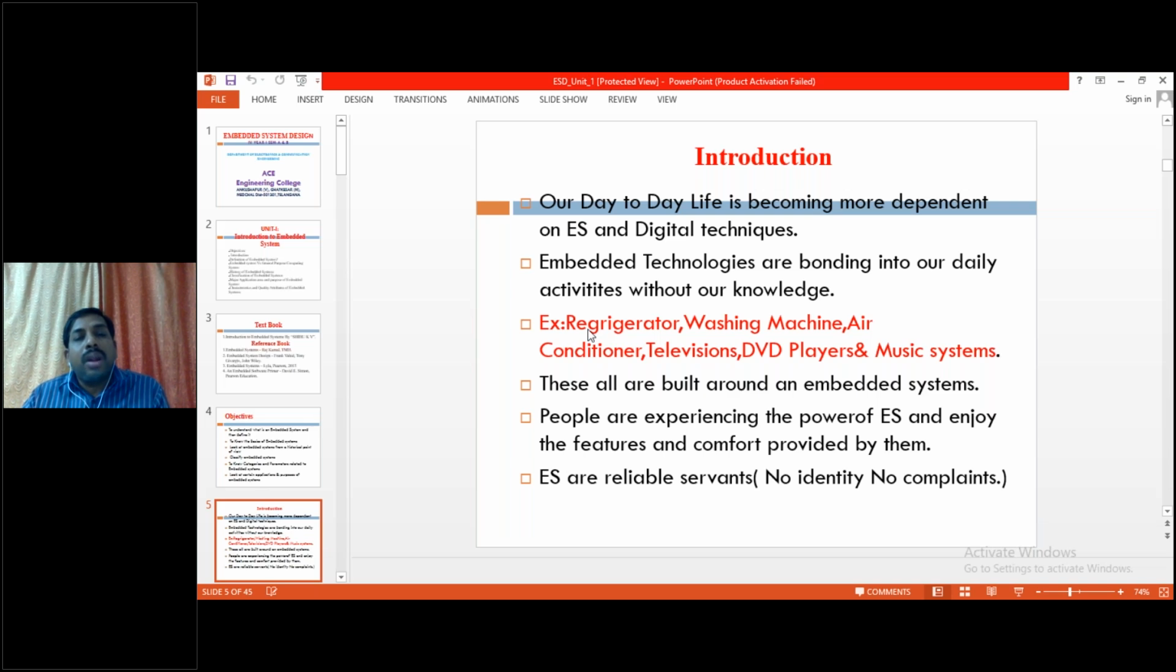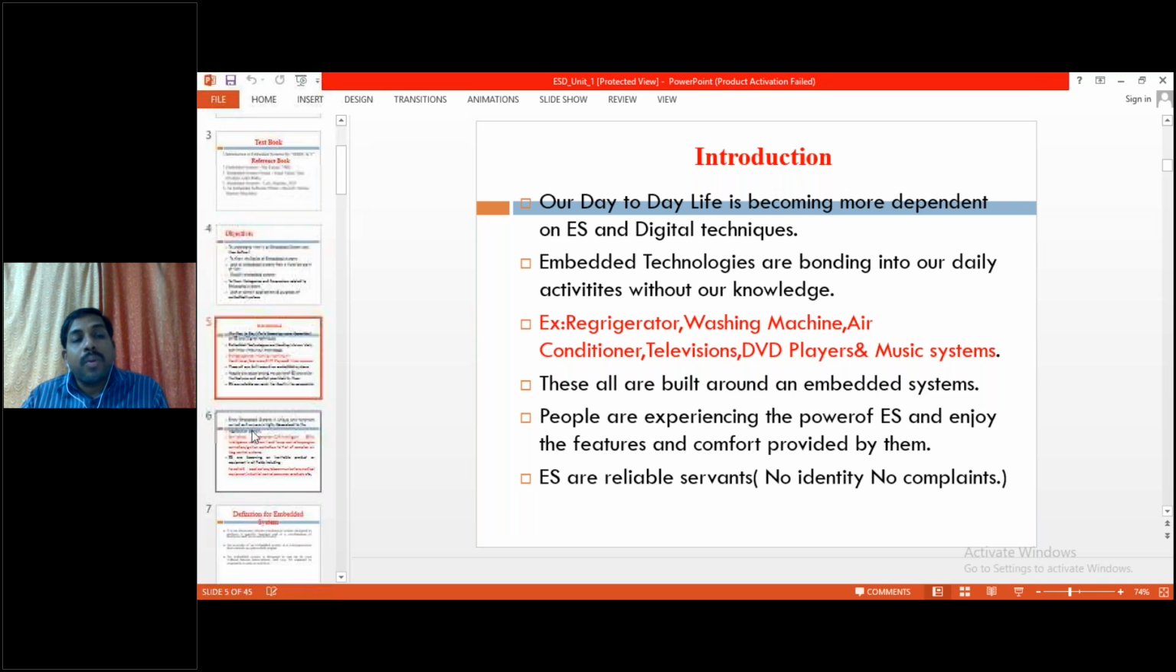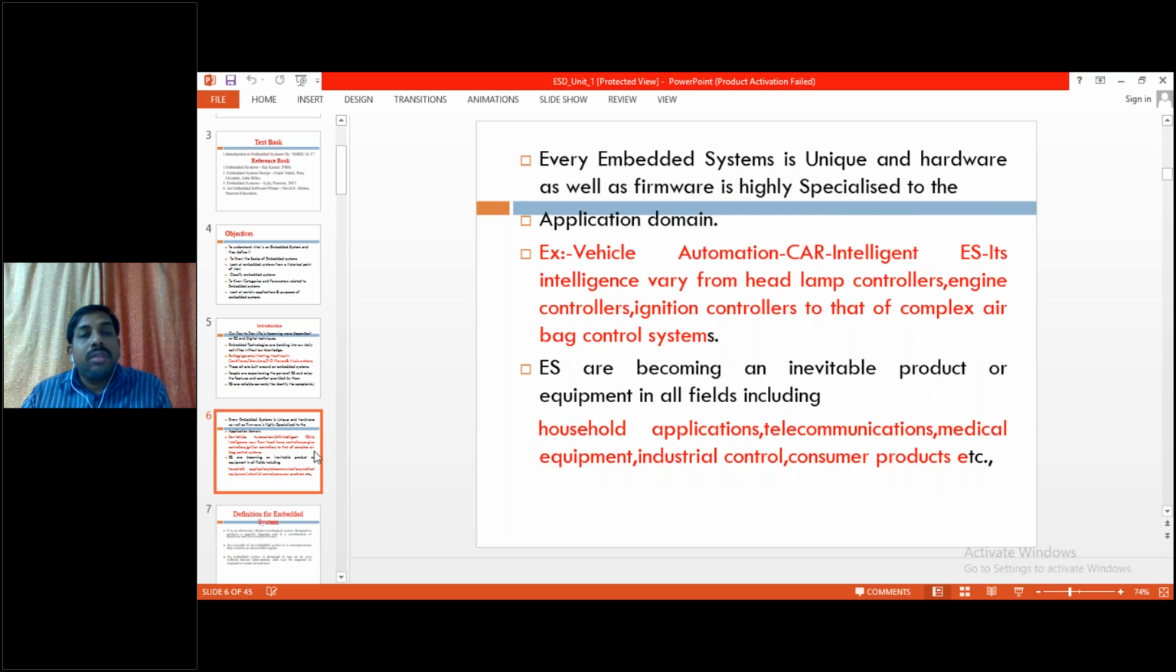In every sector an embedded system is utilized, and all your devices are digitized, which you can know from the features, power, performance and comforts of the embedded system. If you know the power and features of embedded systems, you know how to enjoy their benefits and comforts. An embedded system is a unique system having hardware and software, specially designed for an application. Applications are classified as household, telecommunications, medical equipment, industrial control or consumer products.